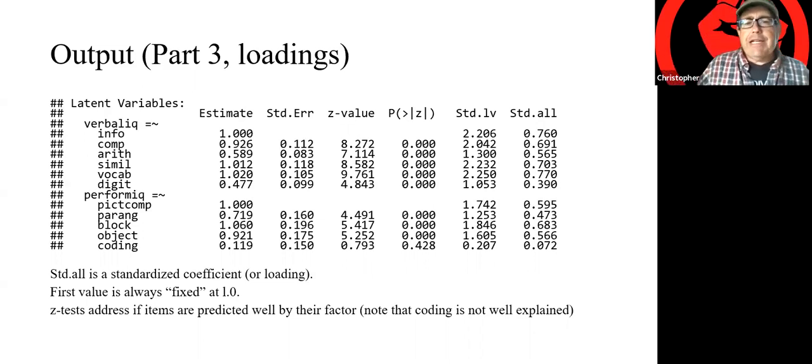Looking at performance IQ, we see everything is significant except for coding. And that tells us that coding is not particularly well explained by this latent factor of performance IQ. It's not really related to it. This would be the same as having a very, very small factor loading if we were talking about exploratory factor analysis. Looking at this, we get a significance test that says, hey, this isn't related. And that's a useful thing to know because it tells us, hey, maybe coding isn't part of this factor. Maybe coding is its own thing. Maybe it belongs with verbal. Maybe we should just throw it out because it's not really measuring anything.